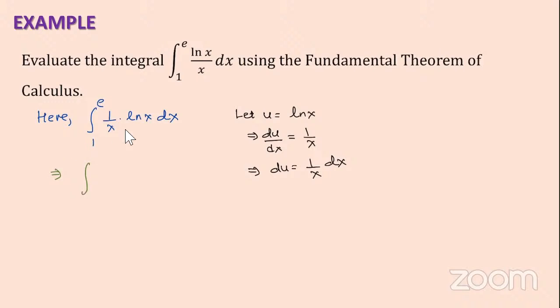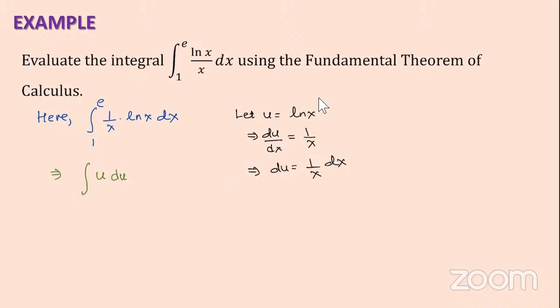Integration. Natural log x is u, so that is u. And then 1 over x times dx, 1 over x times dx is du. So we change the integral, which is given in terms of x, to a new integral in terms of u. Here, since we are integrating with respect to x, we have the limits for x. But in this one, we are integrating with respect to u, so we need the limits for u. So what we have to do is plug in the upper and lower values into this equation here and get the limits for u.